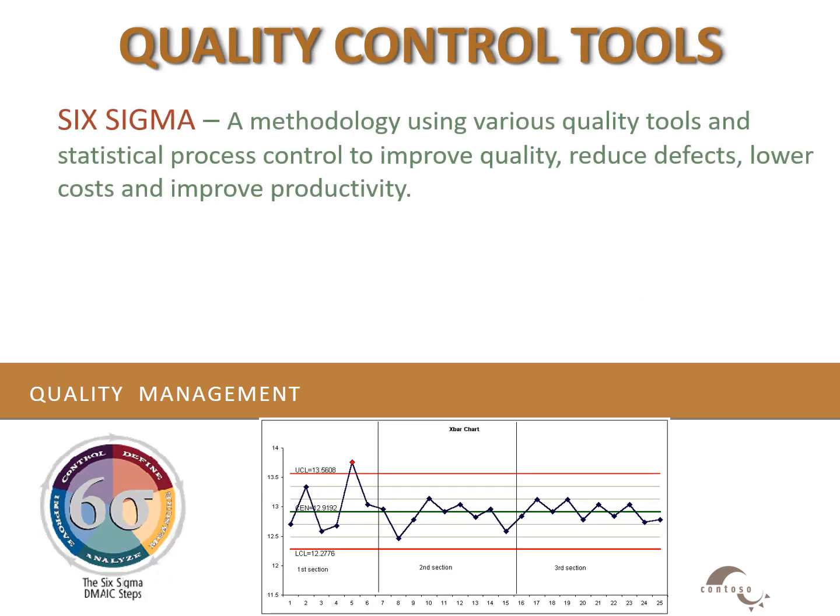Six Sigma is a methodology using various quality tools and statistical process control to improve the quality, reduce your defects, lower your costs, and ultimately improve productivity.